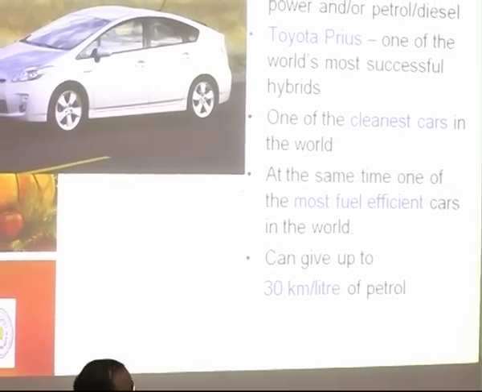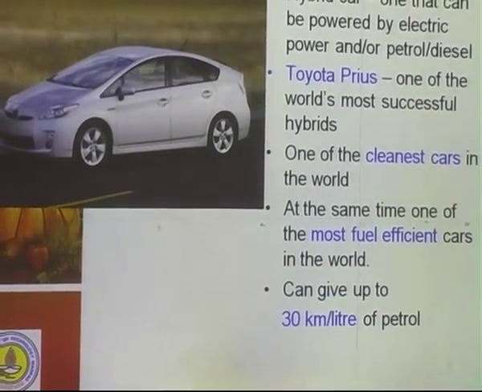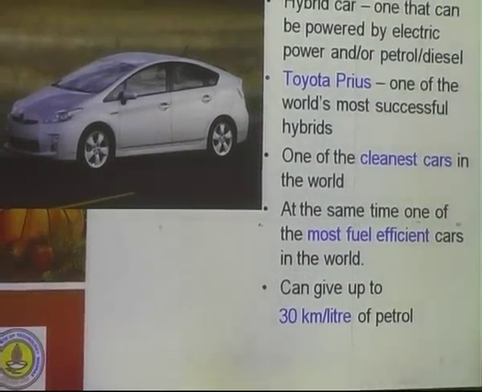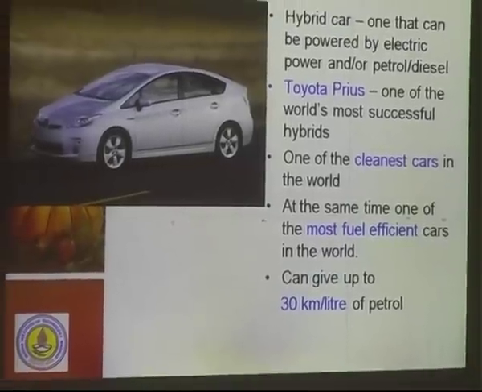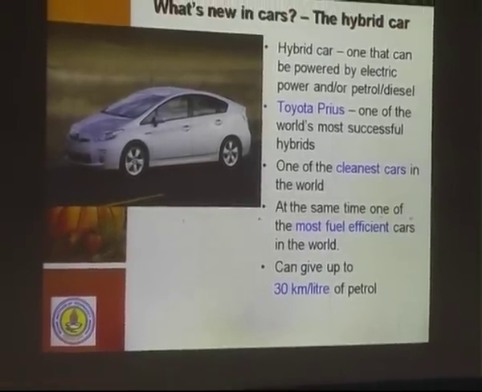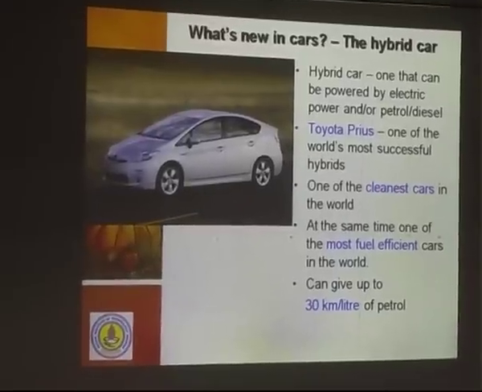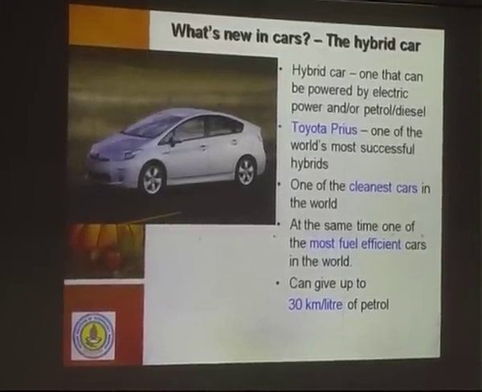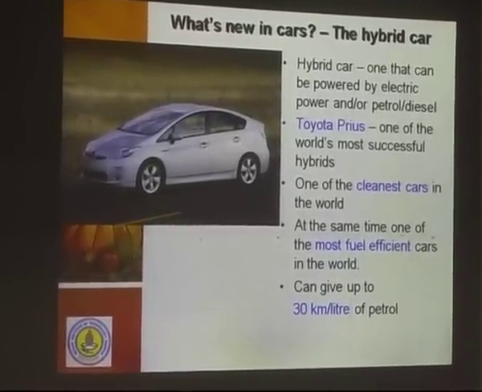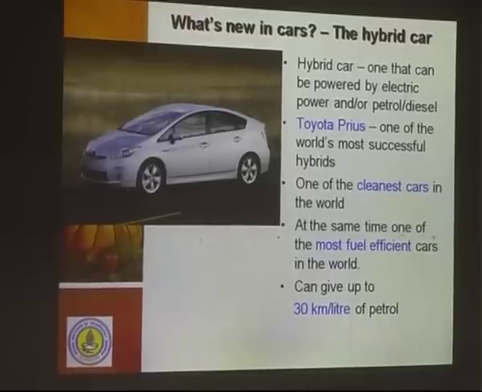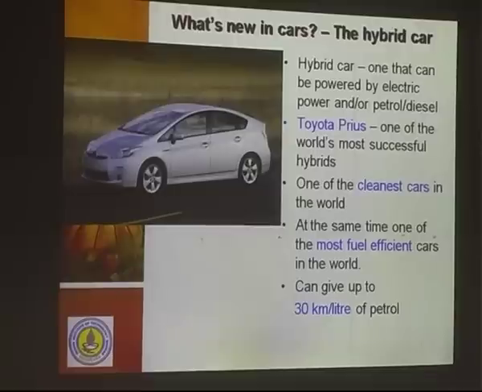Now, what's new in cars? This is the Toyota Prius. It's a hybrid car. Toyota Prius is available for sale even in India. It's very expensive, but a hybrid car is one that can be powered by electric power and petrol or diesel. So it is one of the world's most successful cars. It is also one of the cleanest cars in the world. At the same time, one of the most fuel efficient. It can give you an incredible fuel efficiency of 30 kilometers per liter.